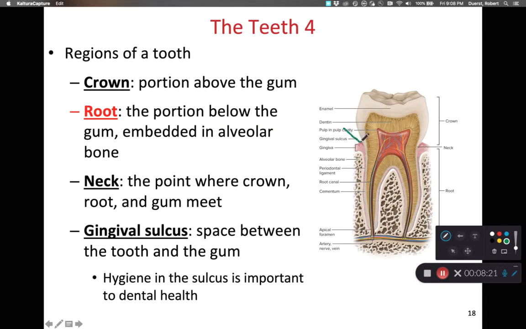Let me clear the screen here. Right there. It's a shallow indentation between the tooth and the gum line. And we need to keep our gingival sulcus cleaned out. We need to have good oral hygiene so that we don't have food build up in the gingival sulcus, which would lead to bacterial growth and the decay of the gingiva, exposing the neck of our tooth.